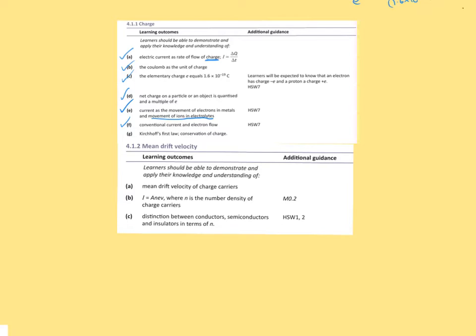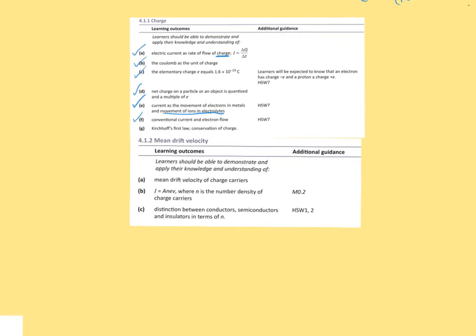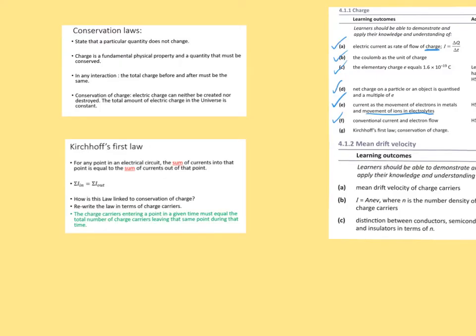Kirchhoff's first law and conservation of charge is a very, very important part of electricity. It actually will help you solve most of your problems in electric circuits. So I'll go on to the law. As a general rule, conservation laws state that a particular quantity does not change. Charge is one of the fundamental physical quantities that are conserved, like mass. So I cannot create or destroy mass, and I cannot create or destroy charge. So the total charge before and after should be the same. Conservation of charge basically states that electric charge cannot be destroyed or created, and the total amount of electric charge in the universe is constant.